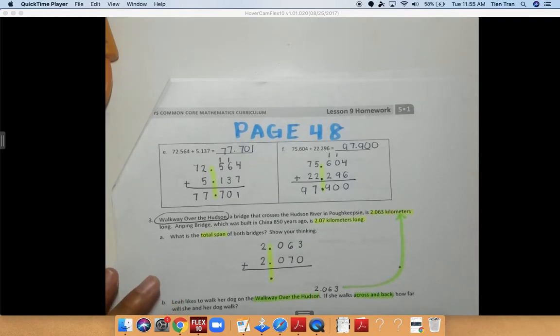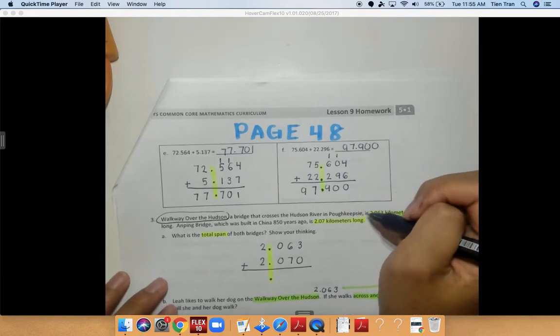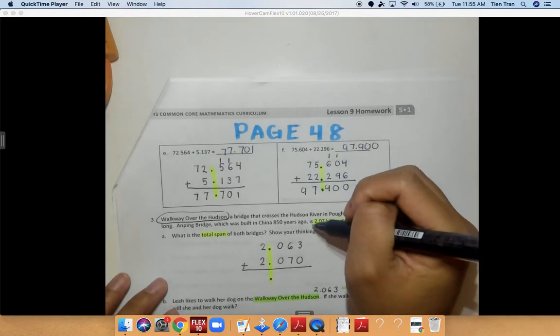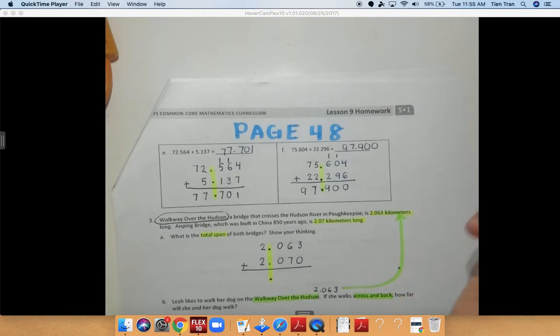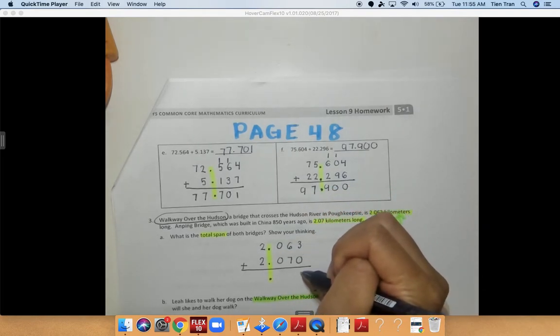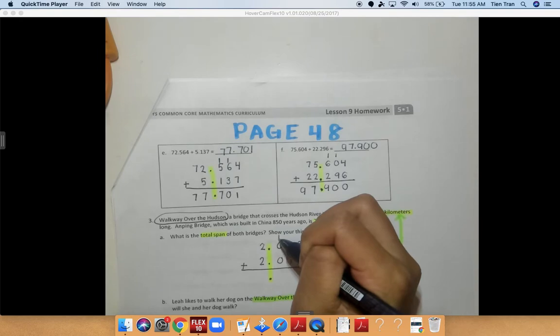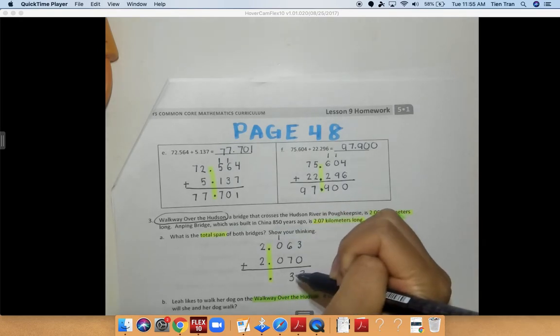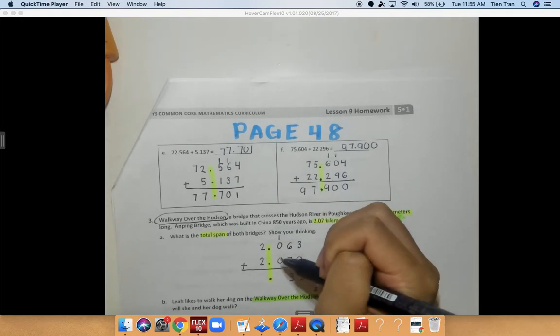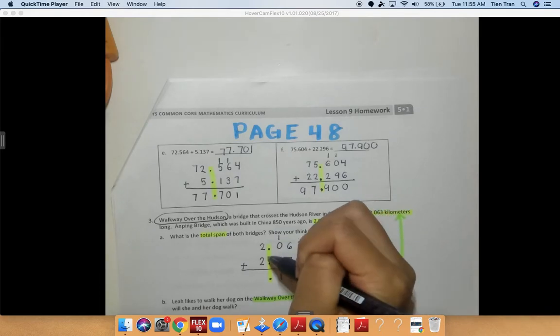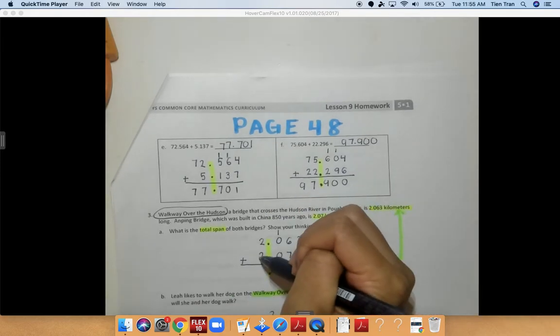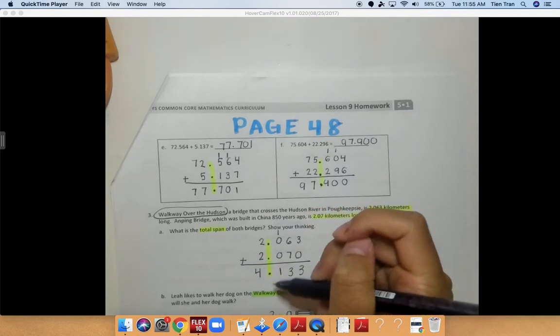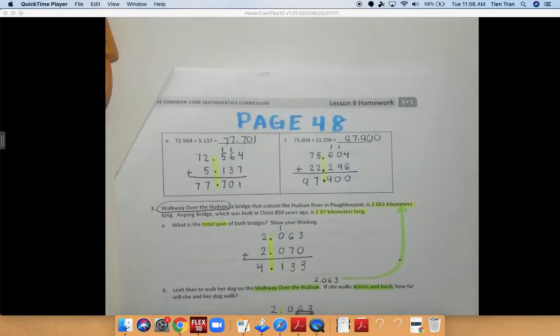What they want you to do is they want you to add two of those measurements together. So I have 2.063 kilometers plus 2.07 kilometers long. So I'm going to add that together. 3 plus 0 is equal to 3. 6 plus 7 is equal to 13. 1 plus 0 plus 0 is equal to 1. Bring down my decimal. 2 plus 2 is equal to 4. Notice that my decimals are aligned. Your decimals always have to be aligned for addition and subtraction.